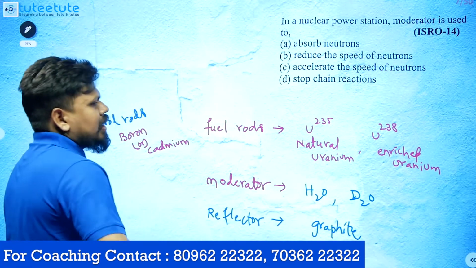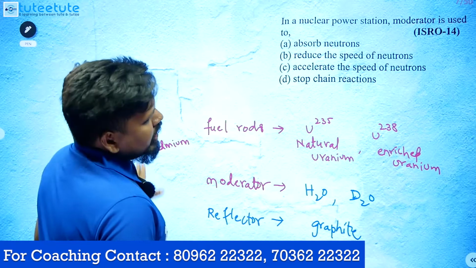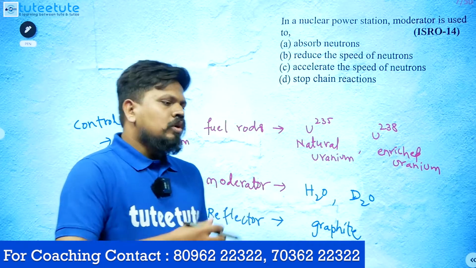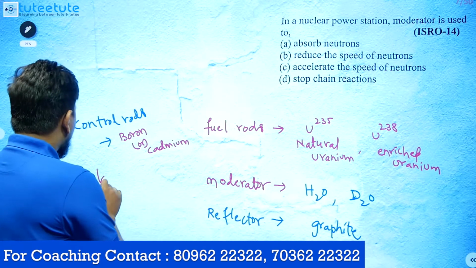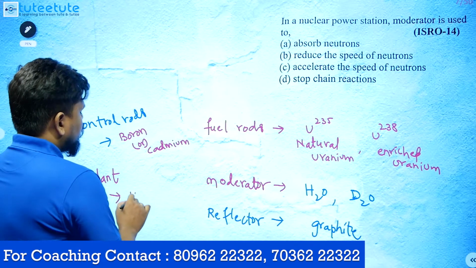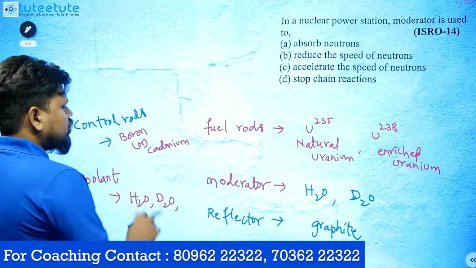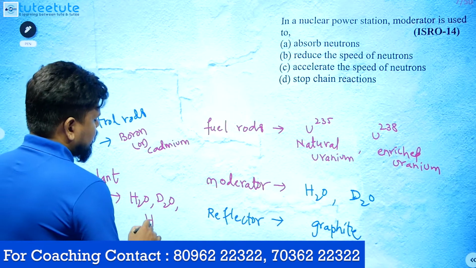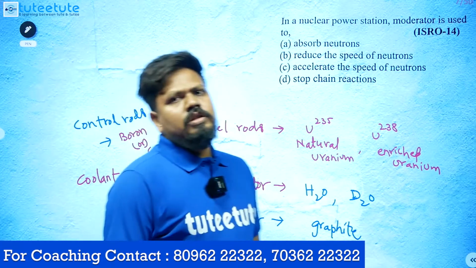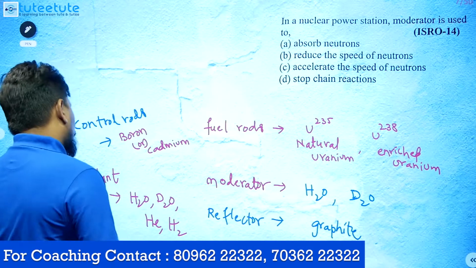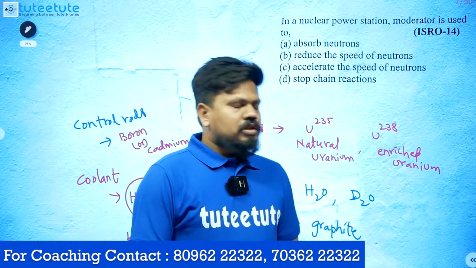Inside the nuclear reactor we have this heat, and we have to collect that heat using some coolant. So what coolant are we using? We can use H2O, which is normal water, D2O, which is heavy water, or we can use helium or hydrogen, H2. Some potassium coolant is also there, but generally these are the majorly used ones. So these are the coolants.